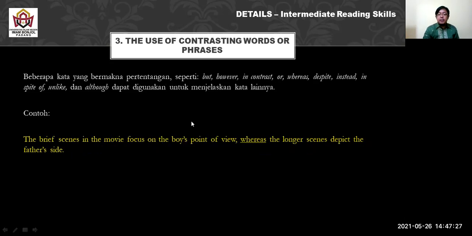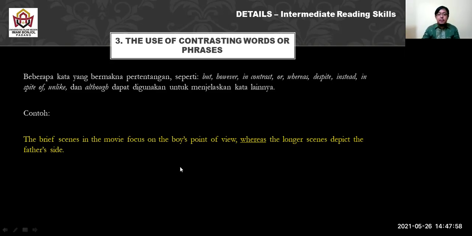Selanjutnya, number 3, the use of contrasting words or phrases. Beberapa kata yang bermakna pertentangan seperti but, however, in contrast, whereas, despite, instead, in spite of, unlike, and although dapat digunakan untuk menjelaskan kata lainnya. Contoh, the brief scenes in the movie focus on the boy's point of view, whereas the longer scenes depict the father's side. It's interesting, right? This is what it says.